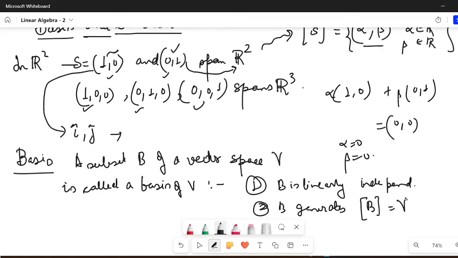So two things are necessary for defining a basis set. The first thing is that the subset B of a vector space V is called the basis of V if B is linearly independent. And the second thing is that B should generate your V. That is, the linear span of B should be equal to V. Is that clear? I hope it is clear till now.